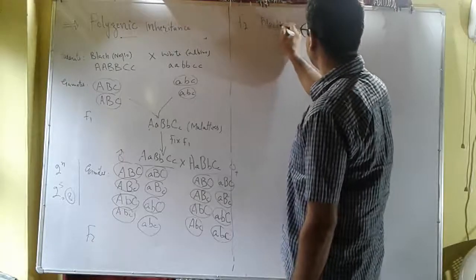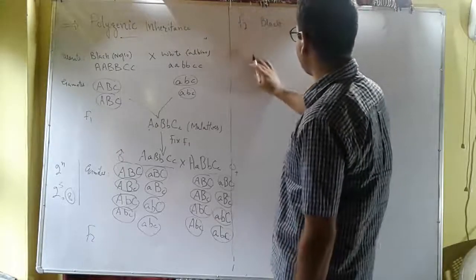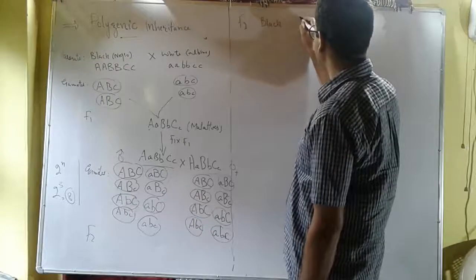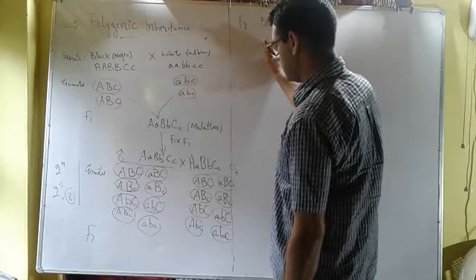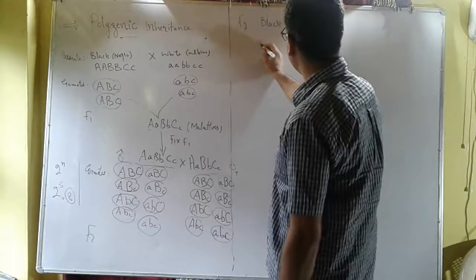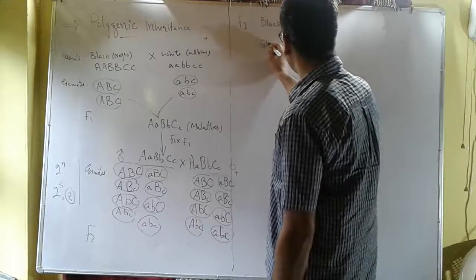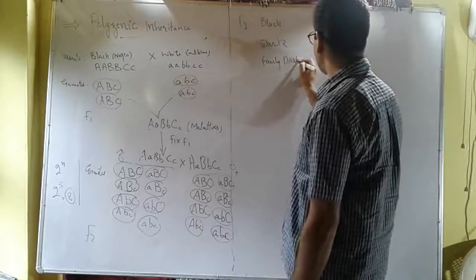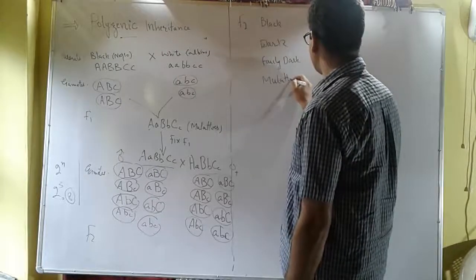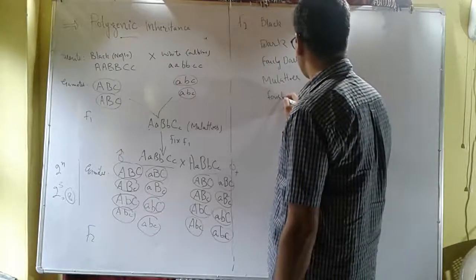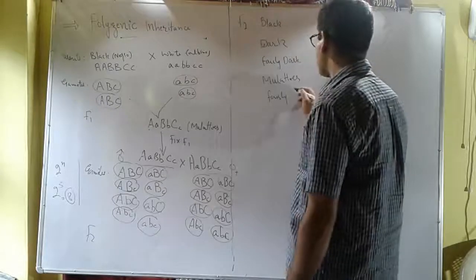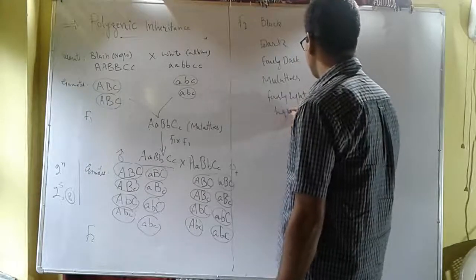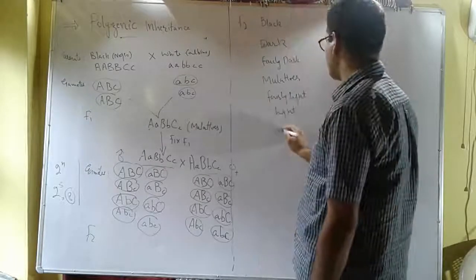black, black, black, dark, fairly dark, we have mulattoes, fairly light, and white color individuals.